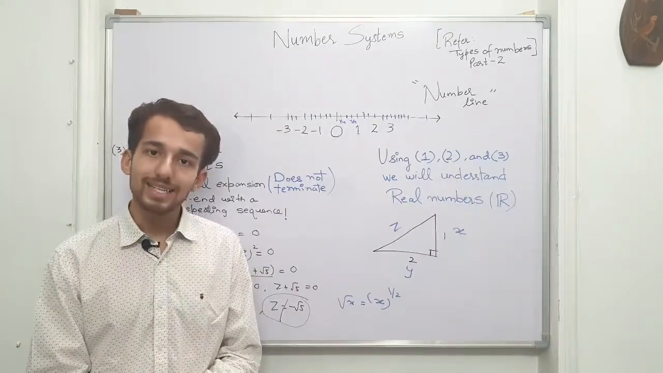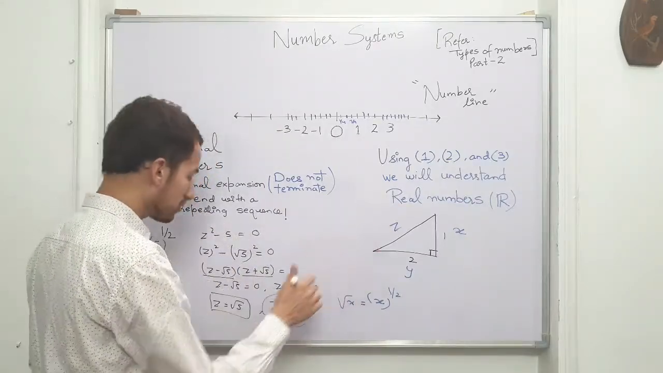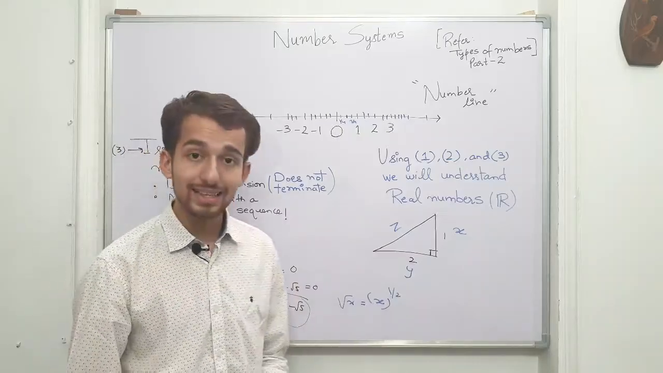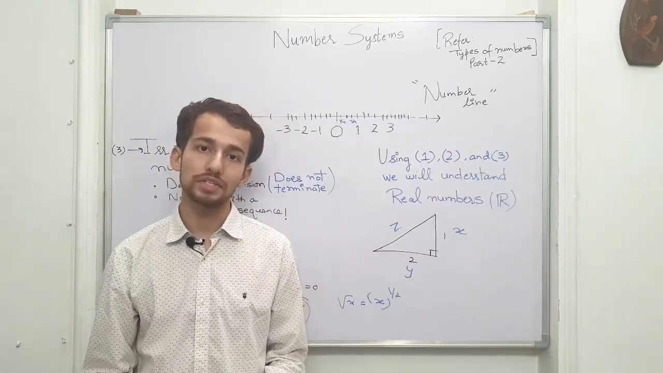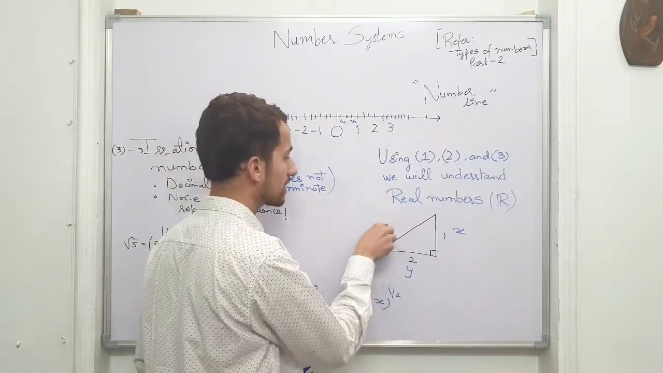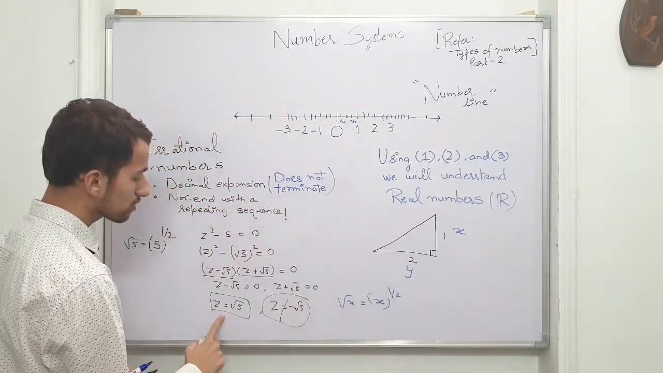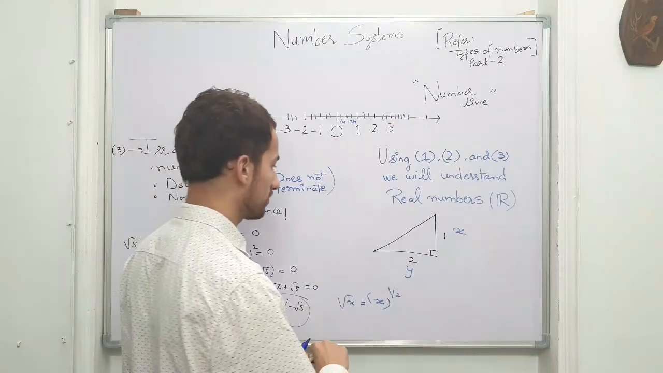Why? The answer is so simple, because that is the side of this triangle, and of course its length, and length is always positive. So length cannot be negative. That's why this cannot hold. So only the root 5 holds.